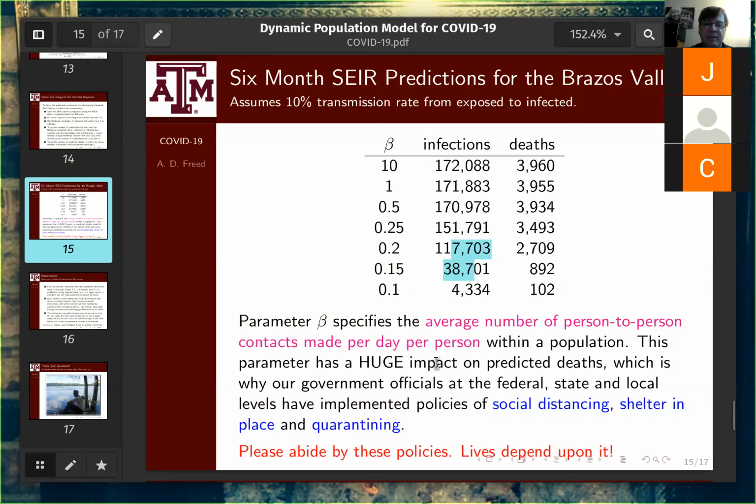So this is the kind of information that our federal, state, and local levels of government are using to justify what they're doing. This is why Governor Cuomo is in a state of panic.